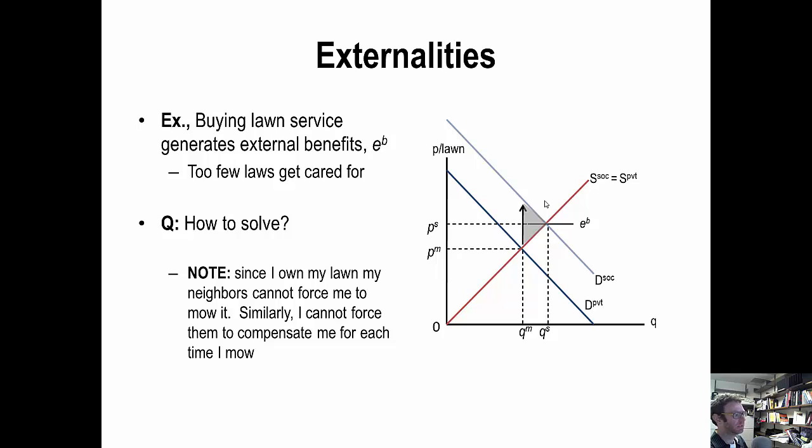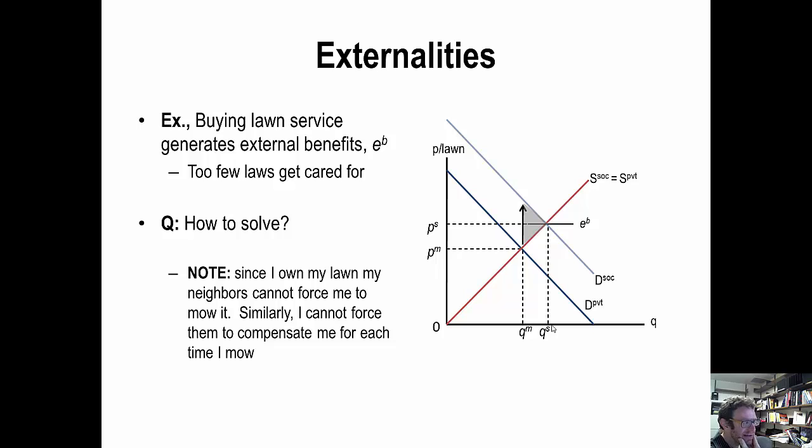I own the property, which means that I can take care of my yard in a way that, in most cases, I see fit. There's an externality problem, right? I'm going to mow my yard up to the point where we reach QM, even though society would like me to mow my yard up to the point of QS. My neighbors can't just walk into my property and mow my yard for me.